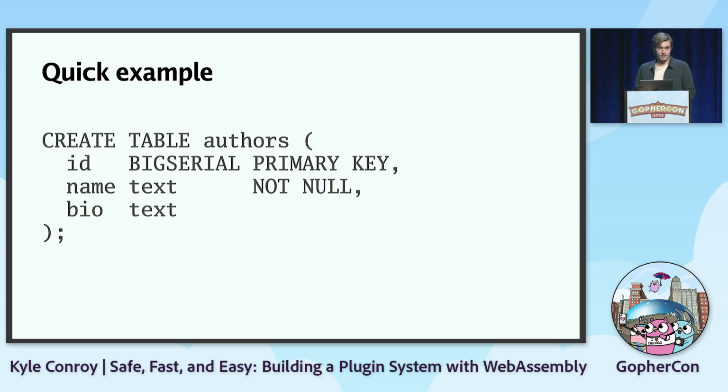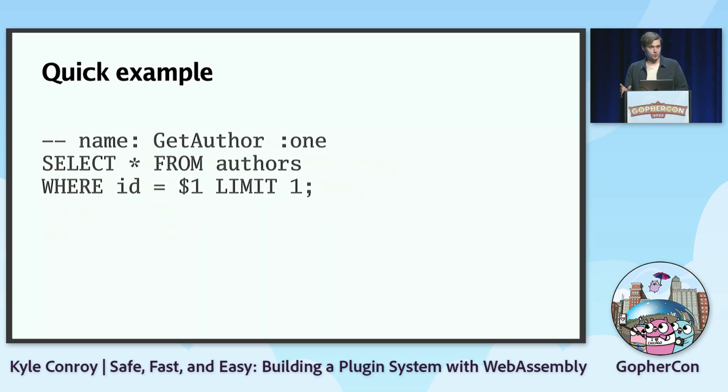Let's take a look at a quick example. So imagine you have an authors table, right? You have 3 columns, ID, name, and bio, and you have one query that you want to execute, right? In this case, it's the get author query. It's going to return a single record from the database, and these are the 3 lines of SQL that you have to write.